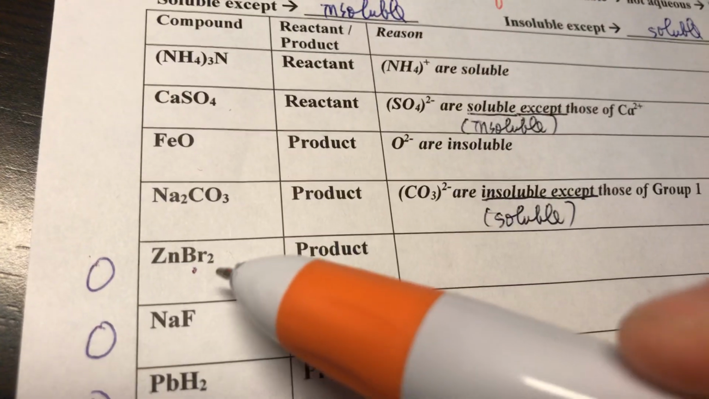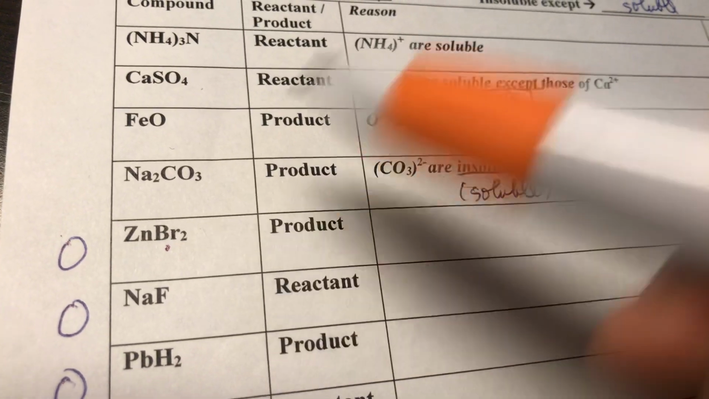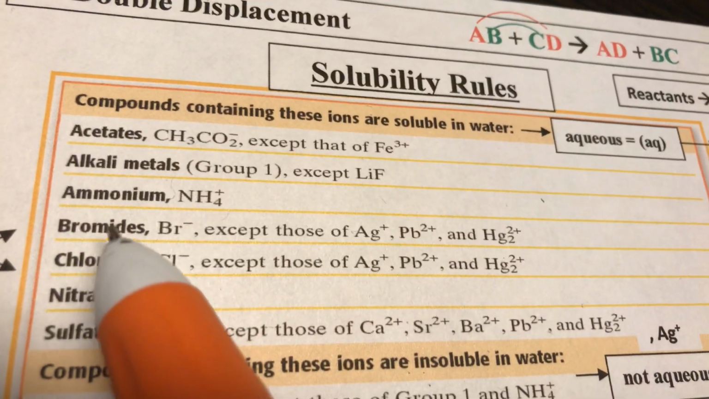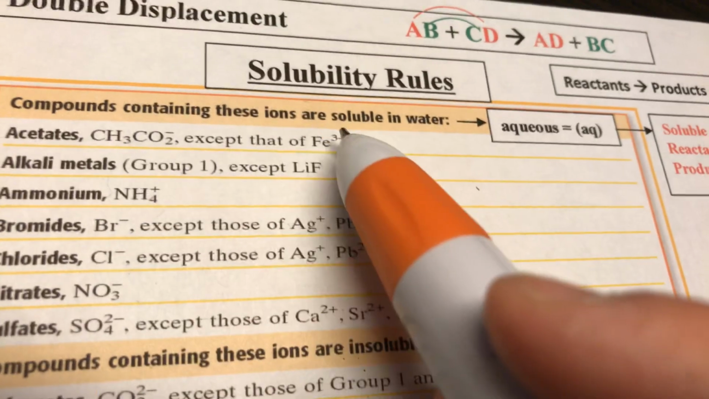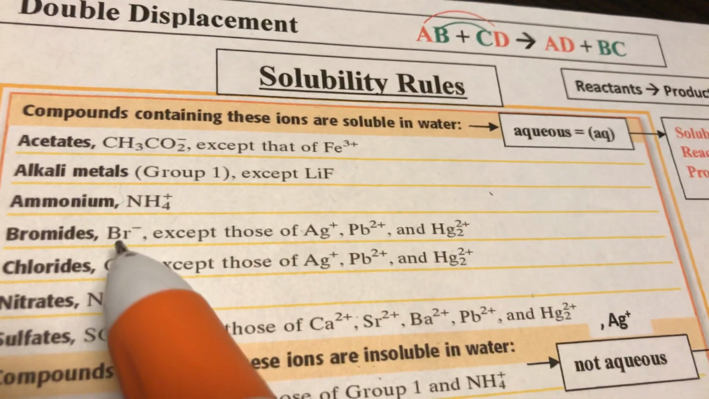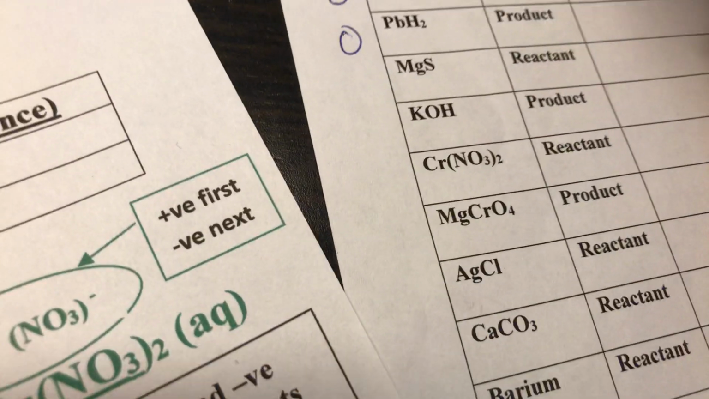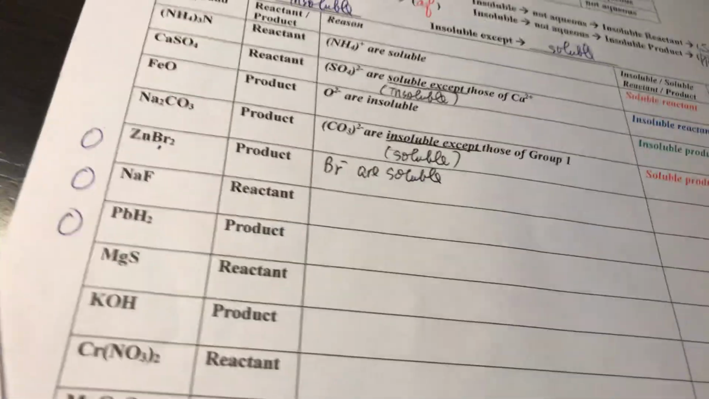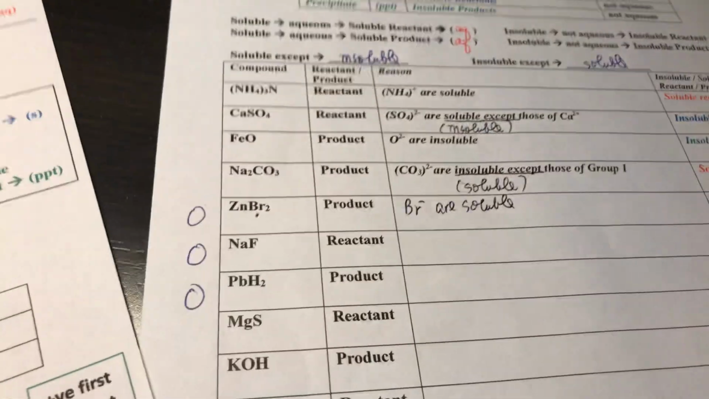Okay, so ZnBr2, we cross over, we get Zn2+ and Br−. So we're looking for Br, and then we see if zinc is an exception. Okay, so bromides. How am I going to read it? Bromides, Br−, are soluble. And do I have Zn2+ here? No, I don't. So I would just write Br− are soluble. That's it. So black pen. Br− are soluble. Okay, then that's it. You don't have any exception for zinc. Then you just write this.